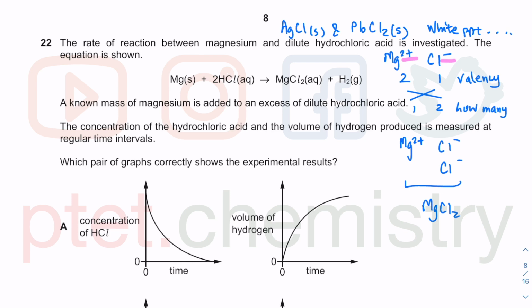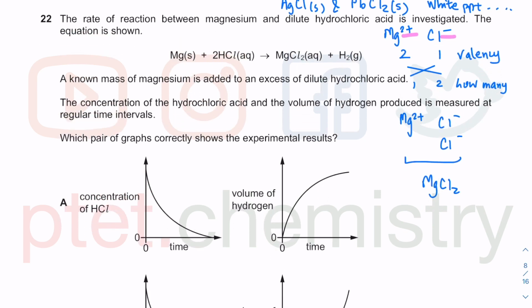Metal plus acid gives you metal salt and hydrogen. We have an excess of acid, so that means all of the magnesium is used up, because the magnesium is your limiting reactant. Limiting reactant means all of it gets used up.